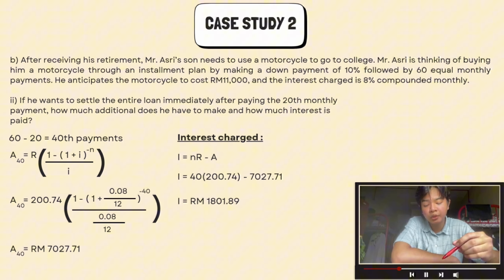Secondly, this question also asks to calculate the interest charge. So we're going to use the formula here, I equals nR minus A. After we use this, we got the answer. The answer is RM 1,801.89.